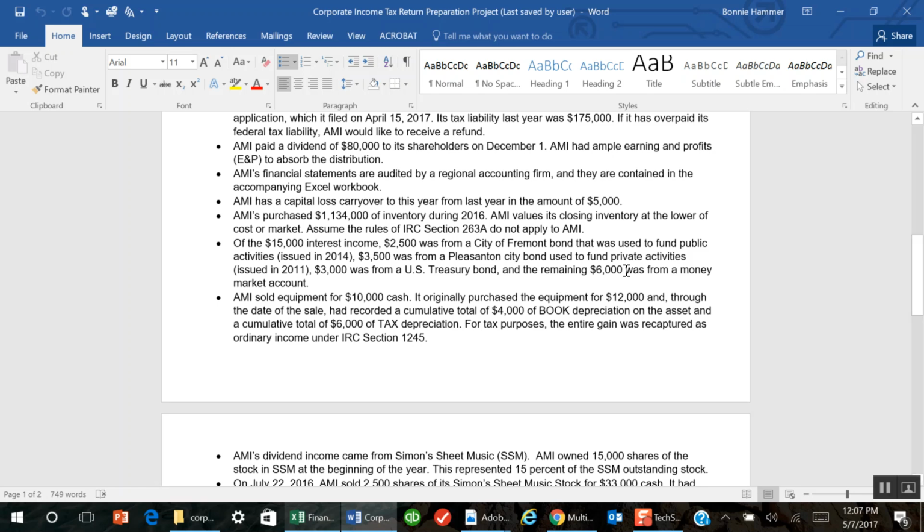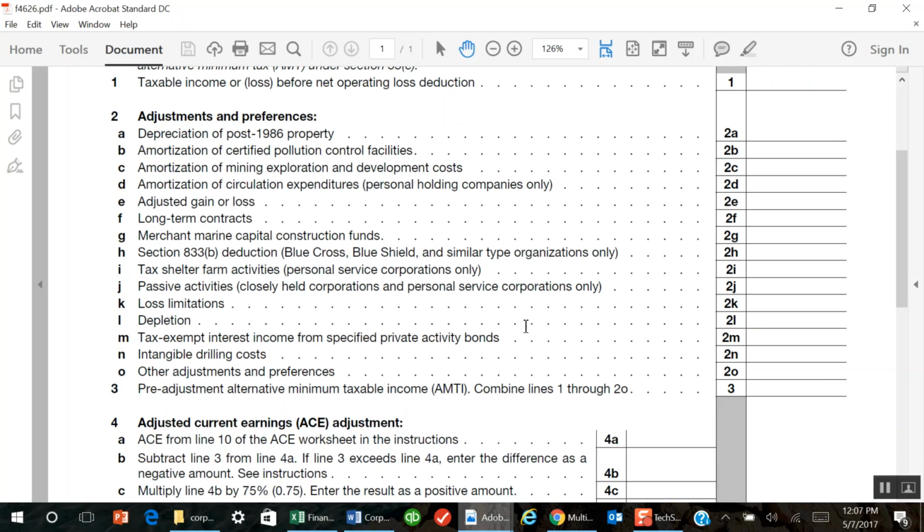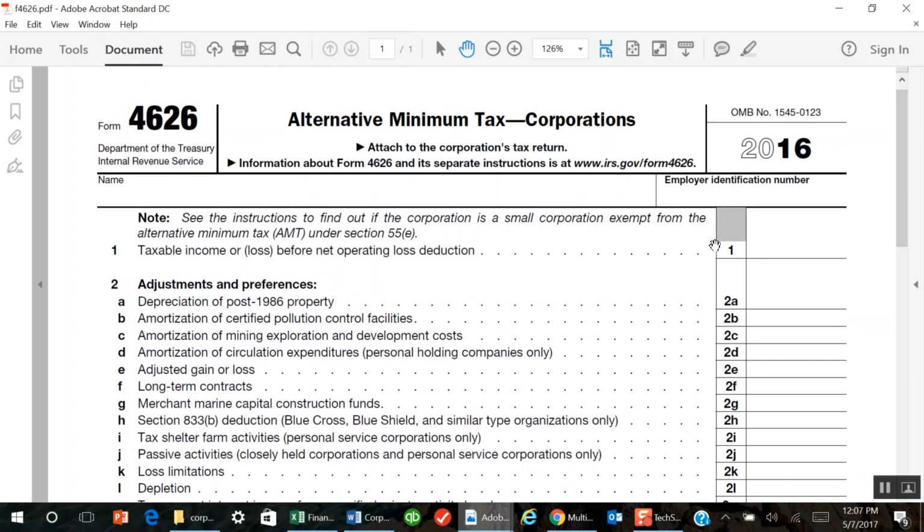But it was used to fund private activities. And if you read the instructions for Form 4626, it tells you that tax exempt interest income from private activities is not tax exempt for AMT purposes. So you have to add it back into income. Remember that on line 1 here, you're starting with taxable income for regular purposes. These differences down here are things that you have not included in page 1 of the 1120 that you need to include for 4626 purposes, for AMT purposes.